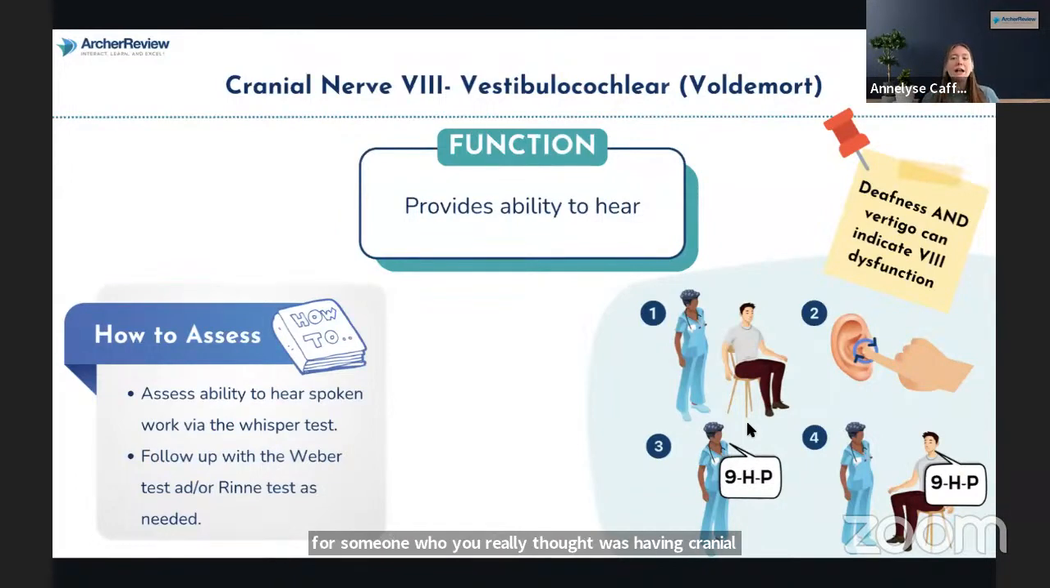As a note for this one, anytime a client reports decreased hearing in an ear or vertigo, that feeling of, oh my goodness, the room is spinning around me, I'm super dizzy, that is going to indicate cranial nerve 8 dysfunction. So remember that, deafness and vertigo, think cranial nerve 8, vestibulocochlear.